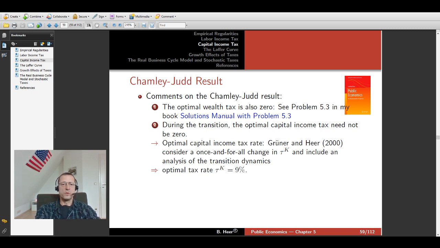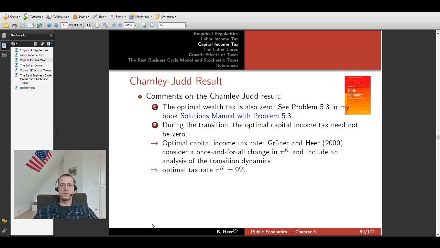So let me skip into this solution manual here and show you how it looks. Here's my solution manual, and there's problem 5.3. Show that the Chamley-Judd result also holds for the wealth tax, and we assume that the wealth tax is paid proportional to the capital stock. In the solution manual I derive that the Chamley-Judd result also holds for the wealth tax. So let's get back into the slides.